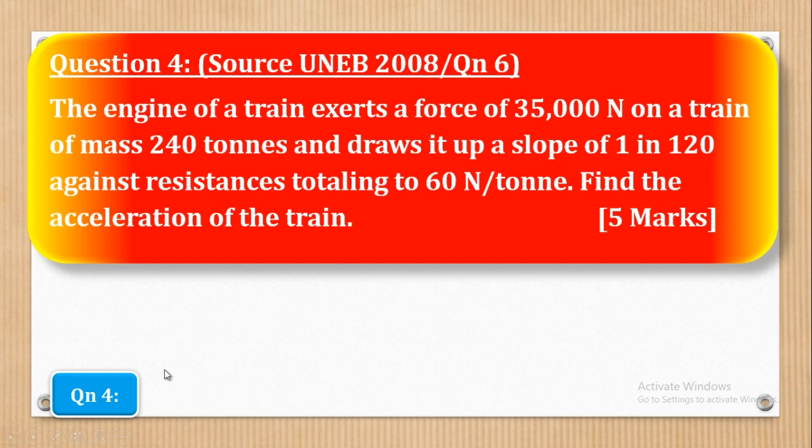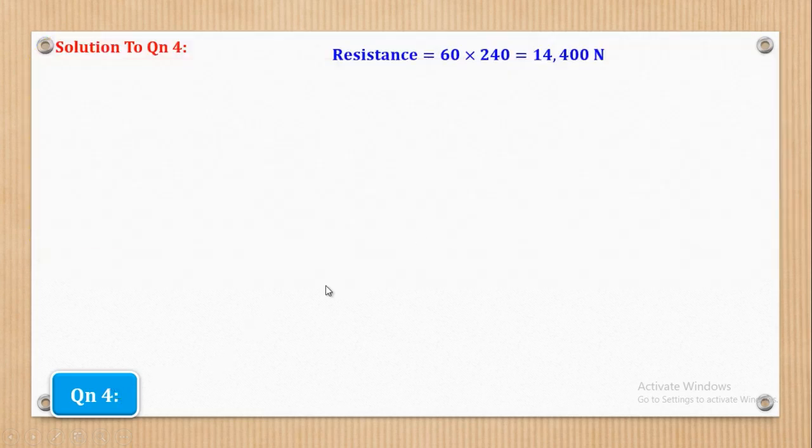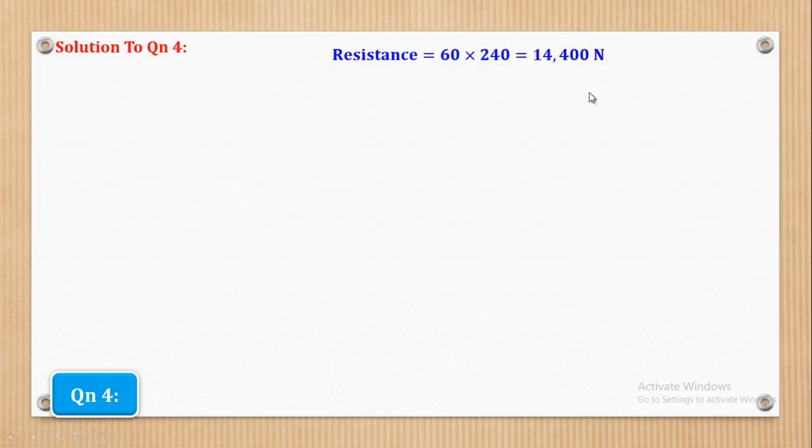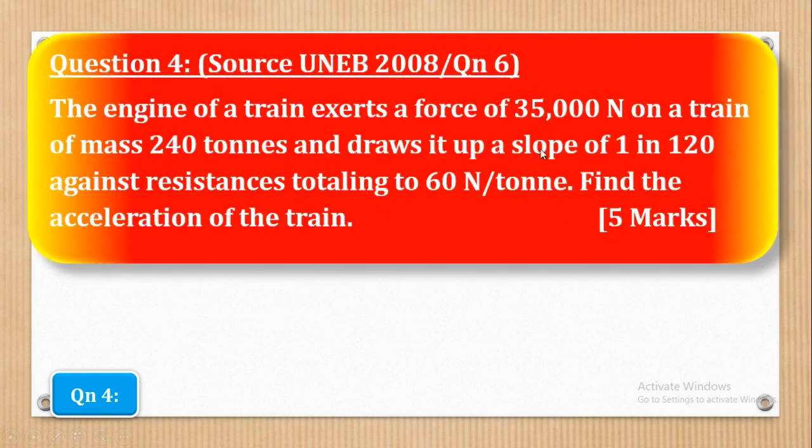So we have to multiply that 60 times the number of tons, and the tons were 240. So when I multiply, I come up with 14,400 newtons as my resistance. Then we're also told that the inclined plane is of a slope of 1 in 120.